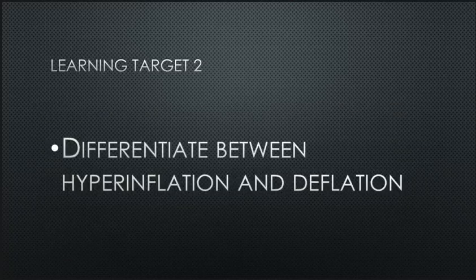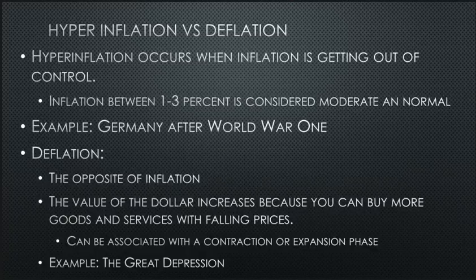So learning target 2: we're going to differentiate between hyperinflation and deflation. Hyperinflation occurs when inflation is getting out of control. It's natural for inflation to occur. We're not stressed out about it. But when it gets beyond 3%, it becomes too much. Hyperinflation just means it's rapidly growing out of control, as it says earlier.